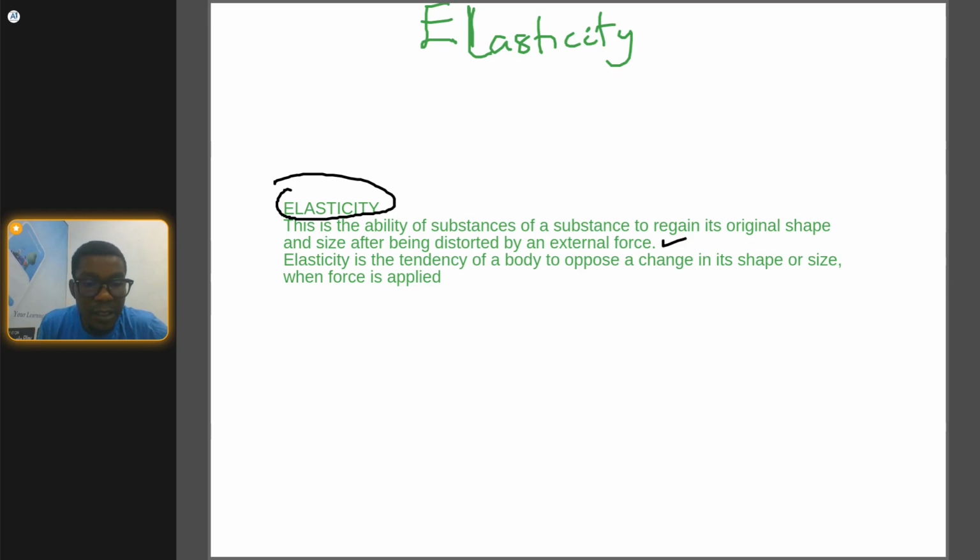The second definition says elasticity is the tendency of a body to oppose a change in its shape or size when force is applied. Now, let's take back the picture of the spring because that is where the focus is concerning physics. The focus is on this spring.